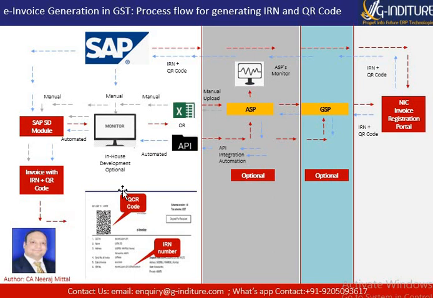So this was an overall view of the various options available for generating IRN and QR code. Either you integrate through ASPs, or through GSPs, or through ASPs and GSPs, or you can integrate directly with NIC. And to monitor this, either you can have an in-house monitor, with in-house developments done to see the progress, the cockpit, or you can use the reports which are available from the ASPs.